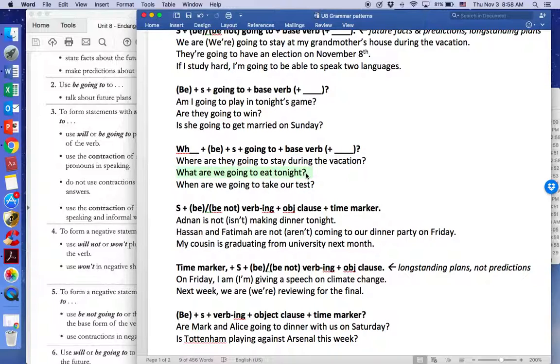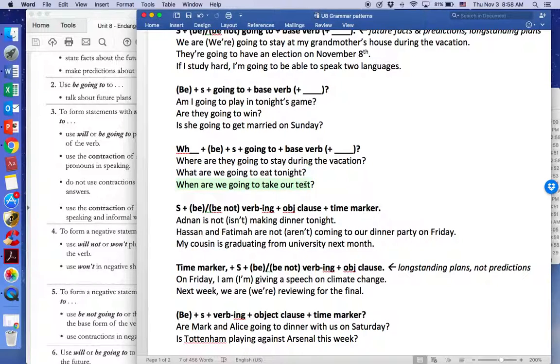What are we going to eat tonight? WH word, be verb, subject, going to, base verb, optional, object clause. What are we going to eat tonight? We are going to eat pizza tonight. So we'll put that object clause or the information after the base verb there.